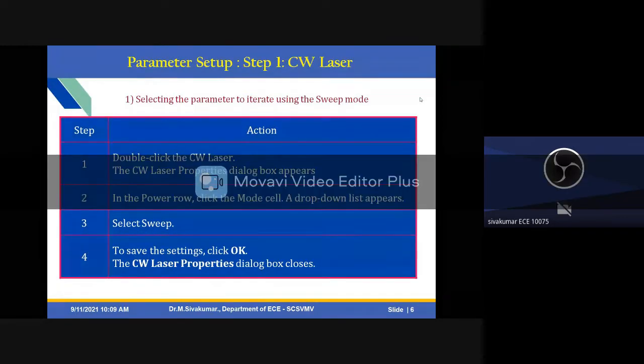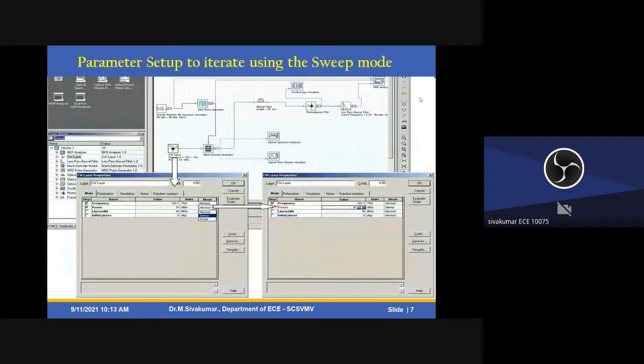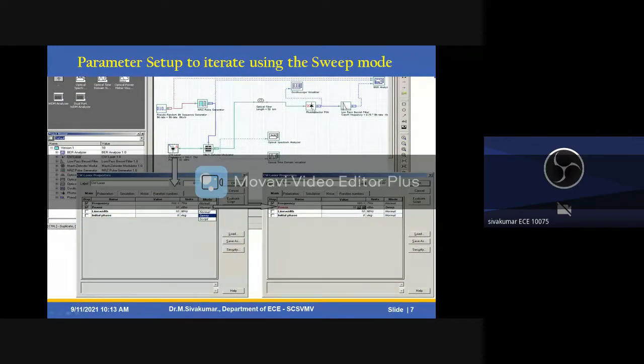Last class itself, the parameters were set up: how to select the parameters and iterate the parameter using the sweep mode. Just follow the procedures. First one is the parameter setup, and the next one is the iteration. Don't confuse with this background diagram. This is a previous example.